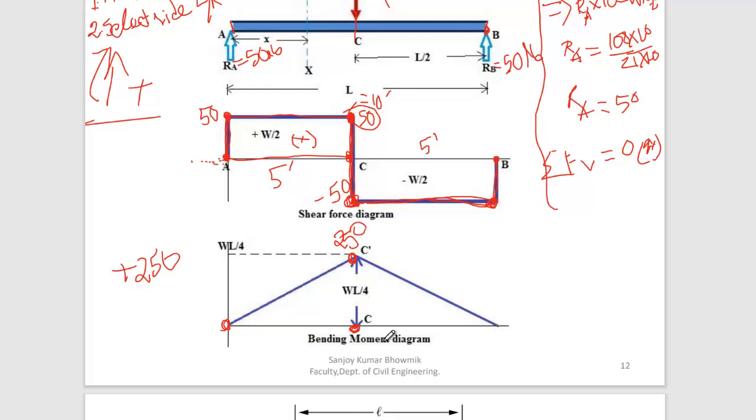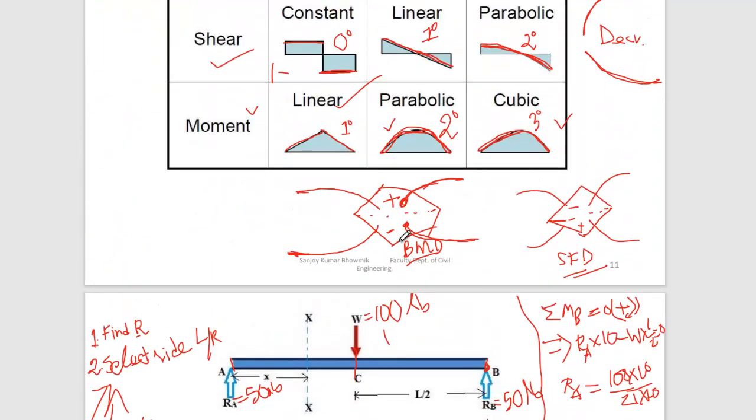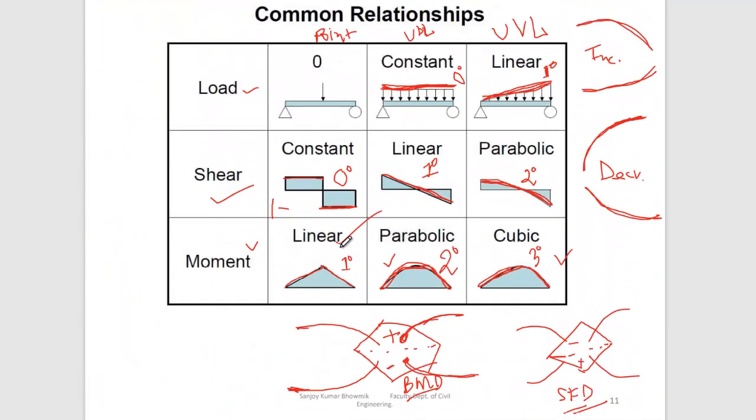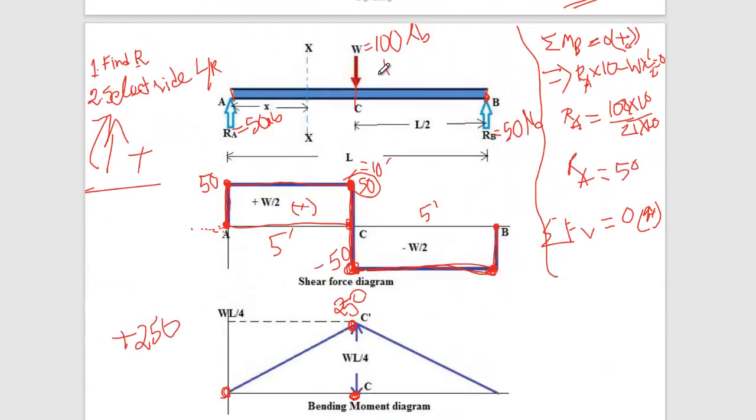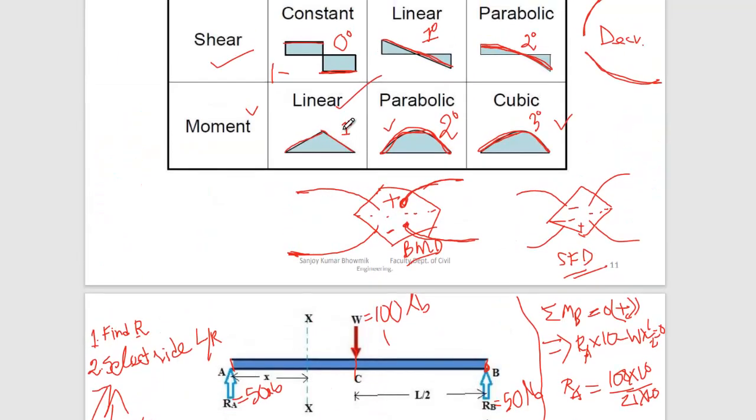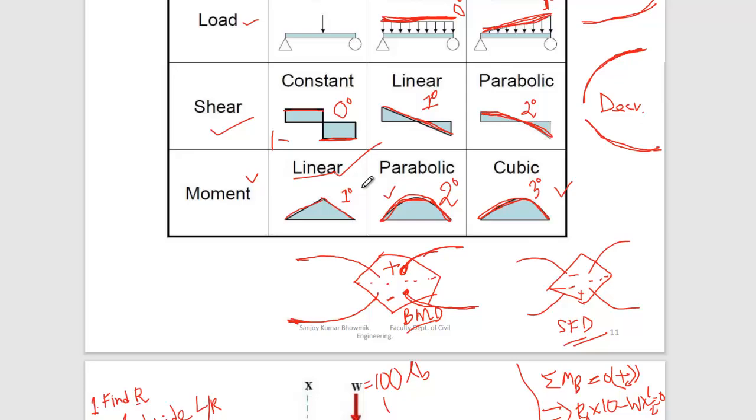Now the question is how do you join these 2 points? Which line of action will you apply? Now you can look back to here. Have a look. If it is a point load, we started with which kind of load? Point load. So no line of action here, but in SFD 0 degree line. In BMD it would be first degree. So first degree is the linear line, right? Do you understand?